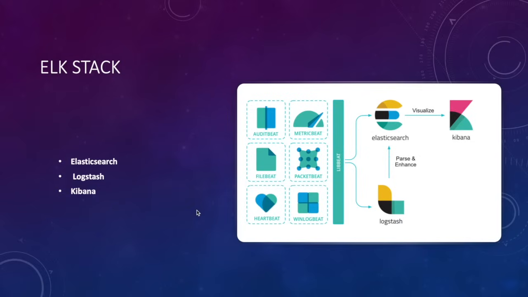Before we start the deployment, I would like to give you a brief overview of each of these Elasticsearch products that we will deploy in this lab. Elasticsearch is an open source RESTful distributed search and analytics engine built upon Apache Lucene. Logstash is an open source server-side data processing pipeline that ingests data from a number of sources, transforms it, and then sends it to Elasticsearch. Kibana is an open source data visualization dashboard for Elasticsearch.